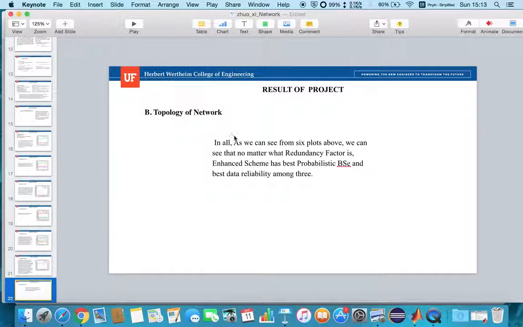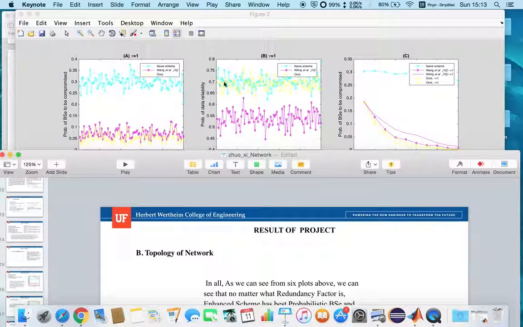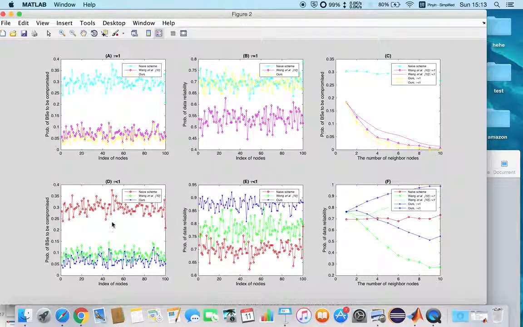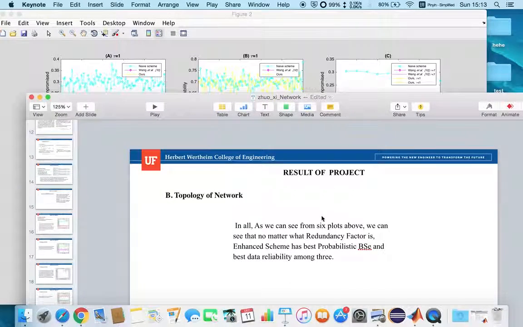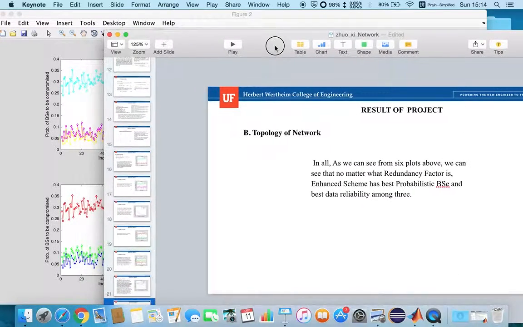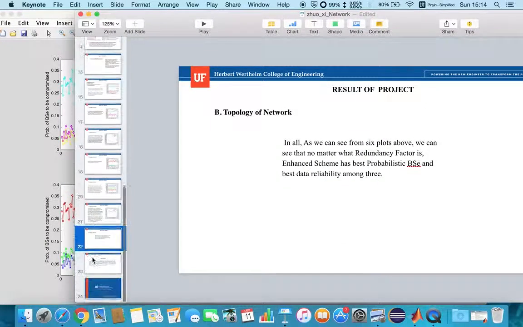So in all, as we can see from the six pictures above. We reopen it, you can see here. We can see that no matter what the redundancy factor is, the enhanced scheme has the best probability of BSE and FSE and the best data reliability among the three.